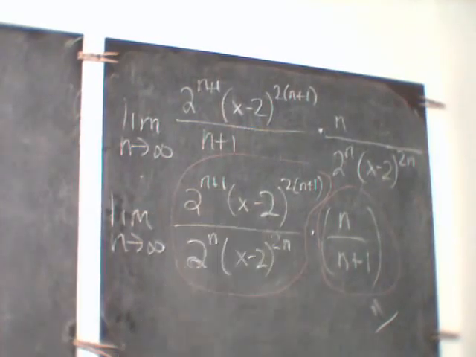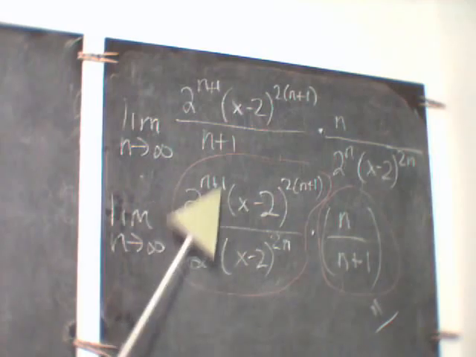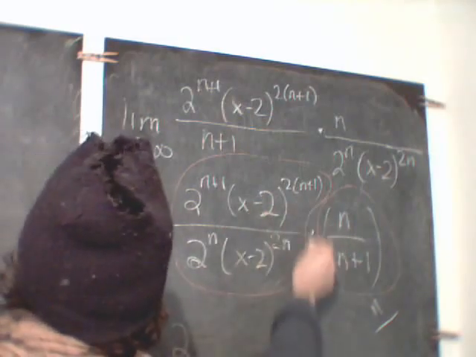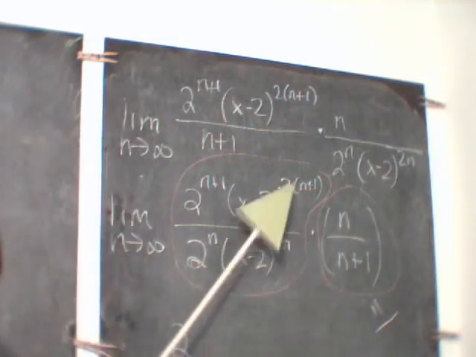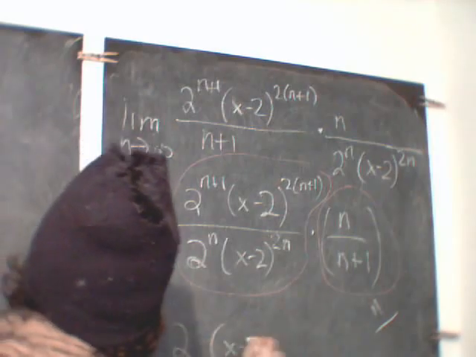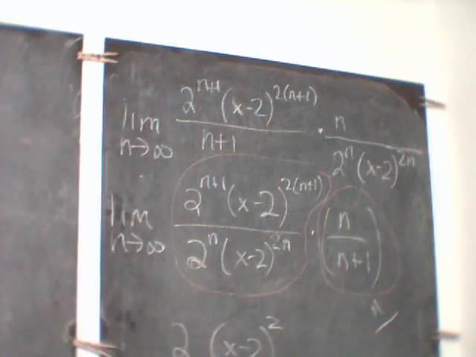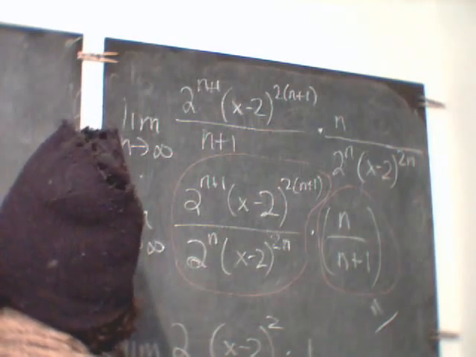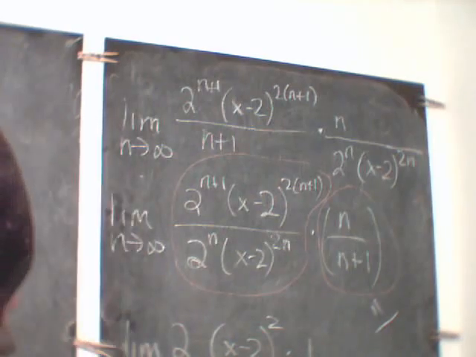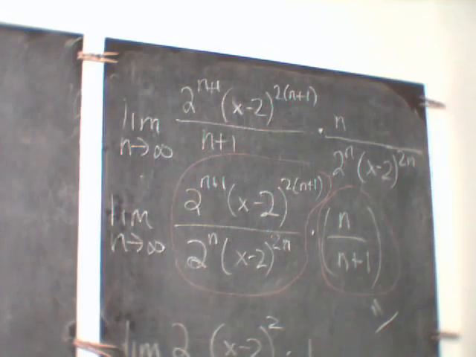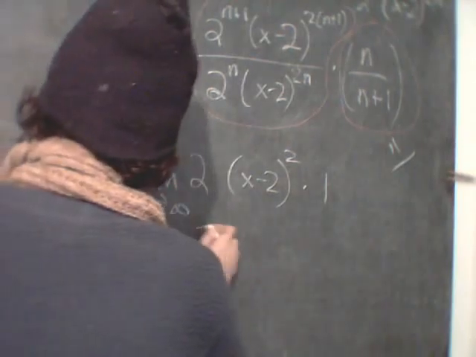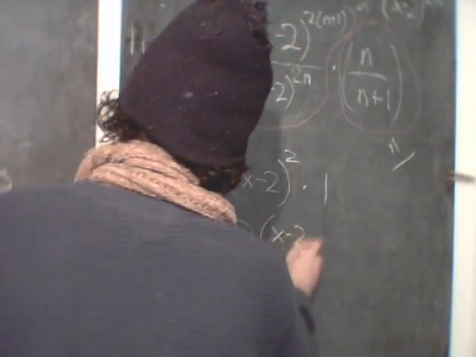But we can simplify that. You see, 2 to the n plus 1 over 2 to the n, that's just 2. And then x minus 2, these two factors, it's the same thing. It's going to give us an x minus 2 squared. See? And then times 1. So we still haven't taken the limit yet. Well, there's no n's left in it, so taking the limit doesn't do anything. The answer is 2 times x minus 2 squared.